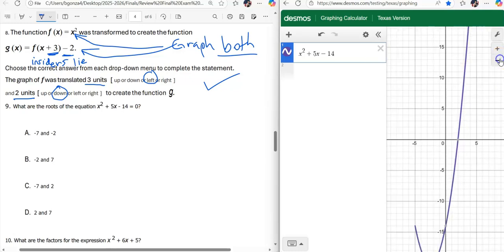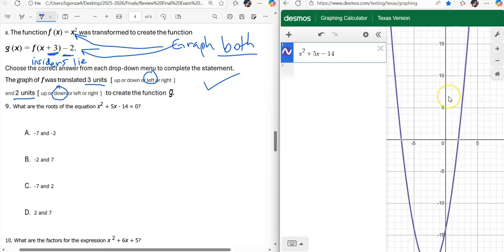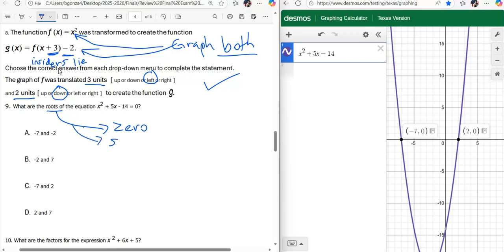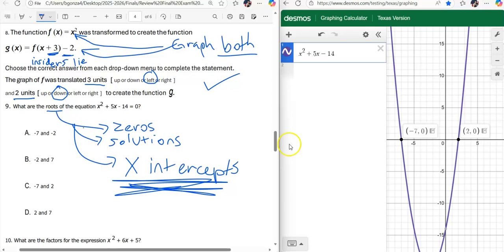I graph it. I'm going to zoom out so I can see the roots. Just click them. It'll tell you. And by the way, roots, we learned, has a couple other meanings, right? Are there some other names for roots? Another name for a root is a 0, a solution, or most importantly, x-intercept. These are all plural, potentially. So I need to know the x-intercepts. So on the graph, it hits the x-axis at -7, +2. Let's see. That's good.